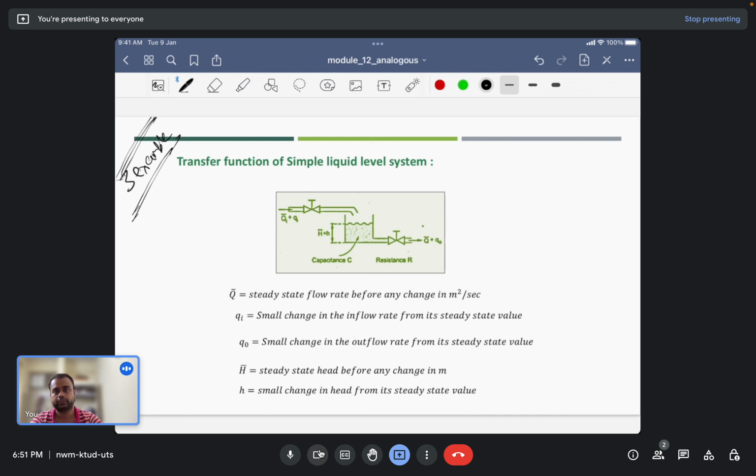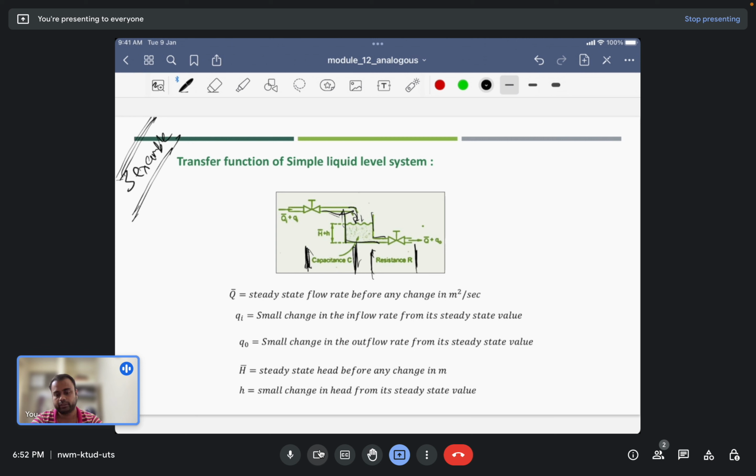So the transfer function of a simple liquid system is given. We have a tap here, a pipeline through which water is flowing into this bucket, and we can model it in an electrical manner. Any storage of water is related to the capacitance. For example, the capacitor stores charge. That is why we have capacitance, and any friction is given by a resistor. A resistor opposes the flow. So that is why we have a resistor R.